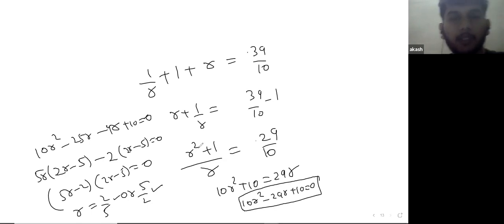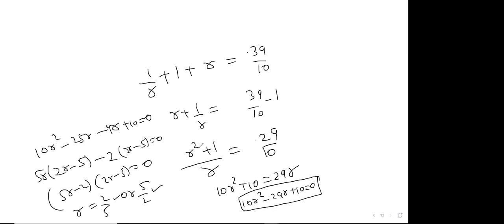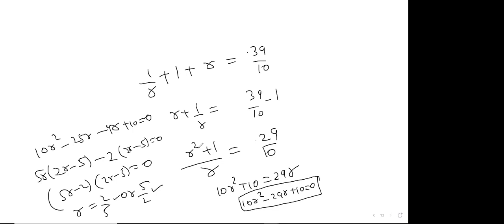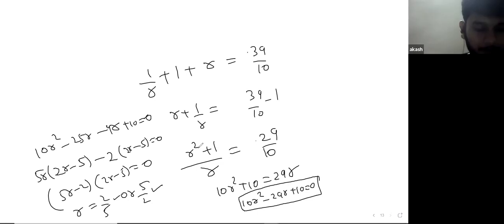Khalil, you are absolutely right. You solved it. Peer, any doubts? No, sir. What about you, Mohammed? Yes, sir. All clear. All right.